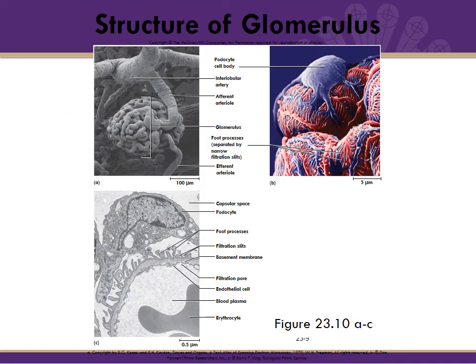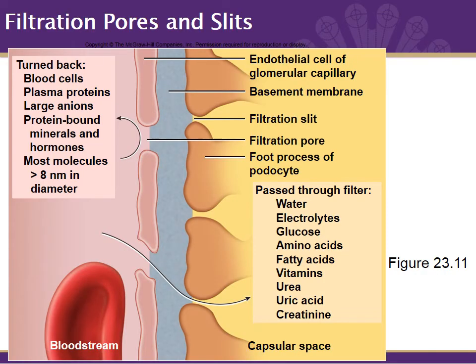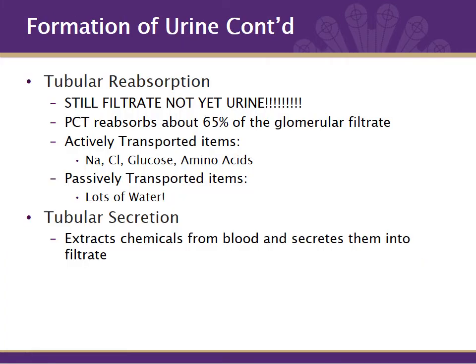Here are microscopic photos of the glomerulus. The fenestrated endothelium of the capillary on the left, the shared thin basement membrane in the middle, and then the slotted epithelial wall of the glomerular capsule. Notice in the diagram the substances that are allowed to pass through and those that are not and remain in the blood. After the fluid leaves the glomerulus and enters the tubules, it is still considered filtrate and not yet urine.